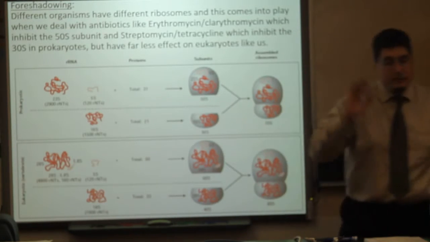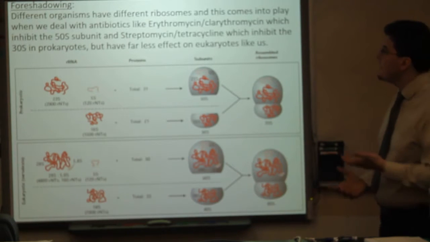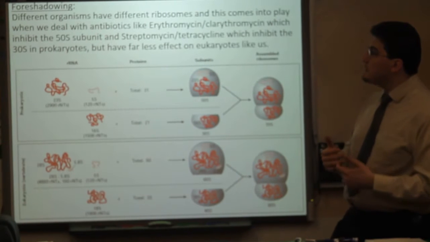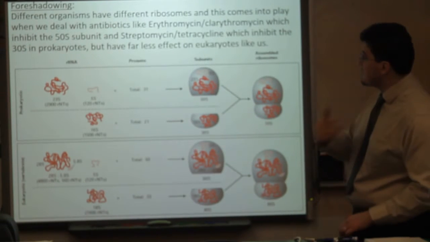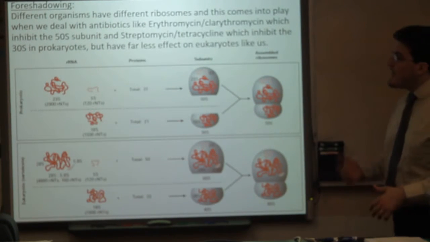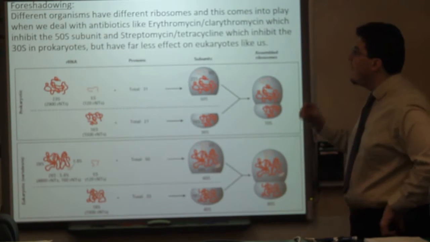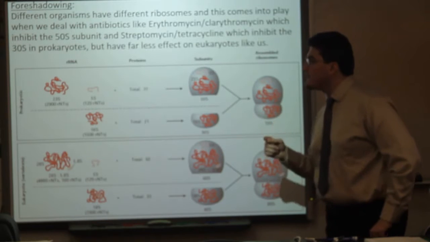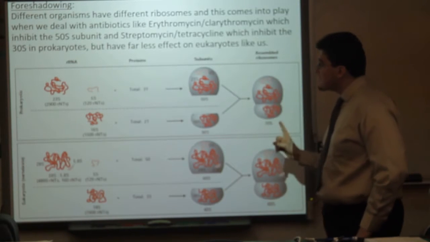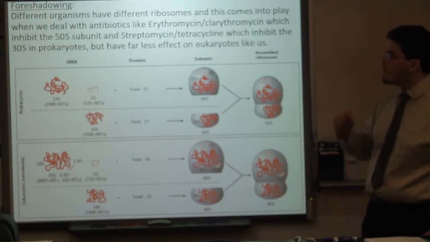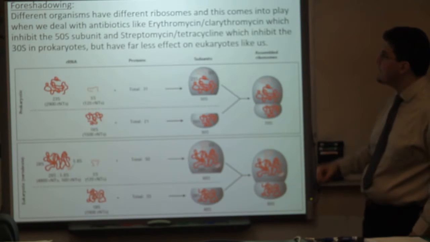Now, here is some foreshadowing of Unit 5. Different organisms have different ribosomes, and this comes into play when we deal with antibiotics, like erythromycin or clarithromycin. They can inhibit specifically the 50S subunit of ribosomes. Streptomycin and tetracycline will inhibit specifically the 30S subunit of ribosomes in prokaryotes.